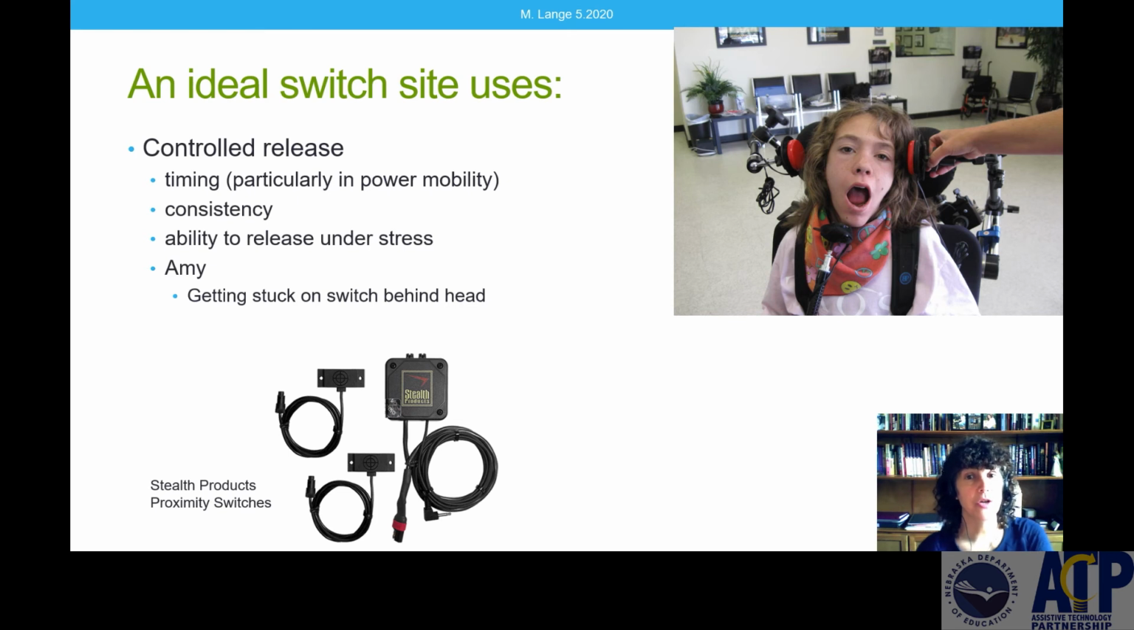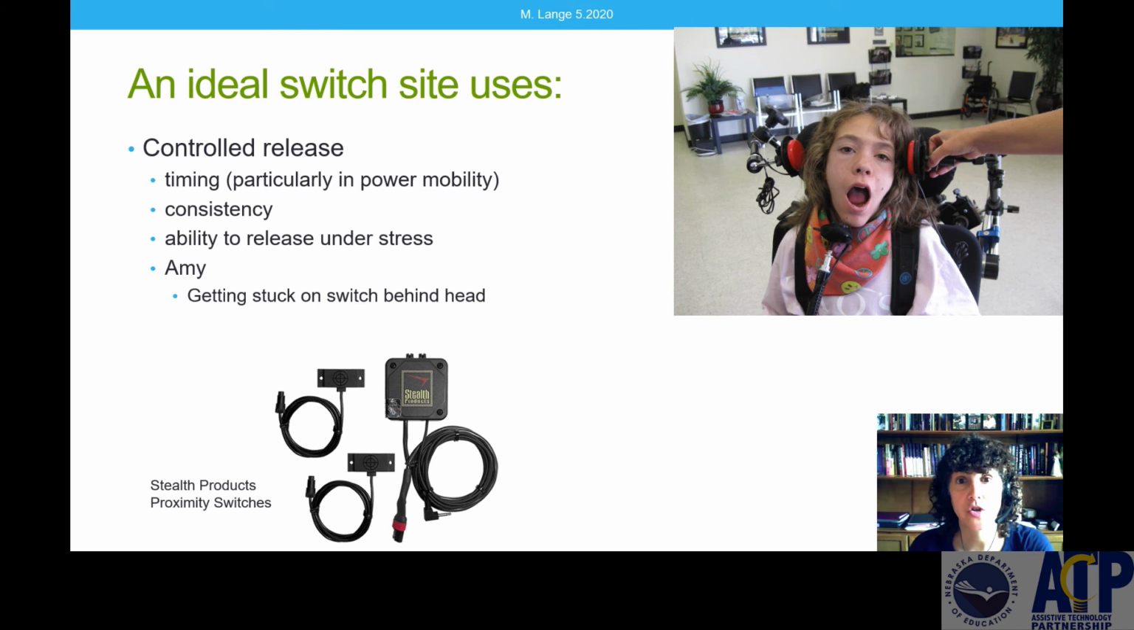And again, particularly in power mobility, a controlled release is important because that's how we stop this power wheelchair and avoid collisions. So timing of this release is important. Consistency of release, that I can release no matter what, and ability to release under stress, and this is quite important. This young lady here, Amy, is trying some switches out during an assessment. So we have all sorts of switches all over on some temporary switch mounts. We were trying some new locations because Amy drove with a head array. She had proximity switches built into her head support on either side of her head and behind her head.